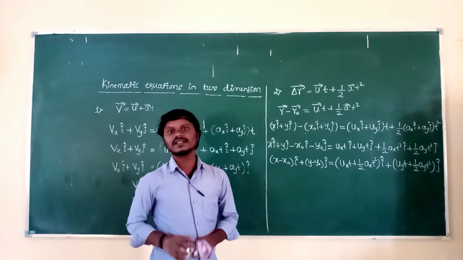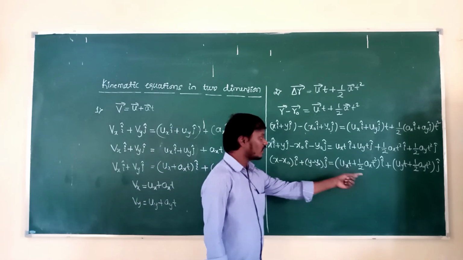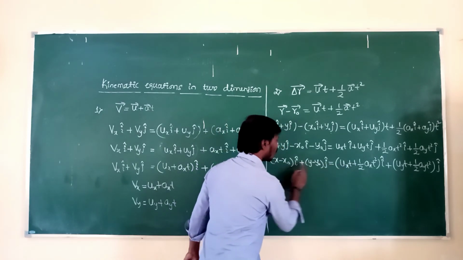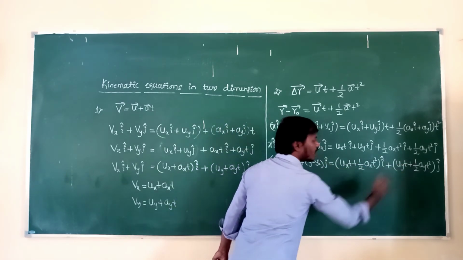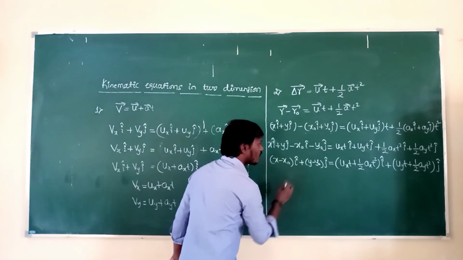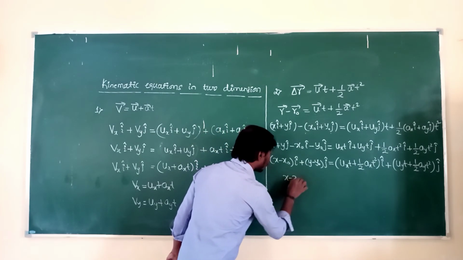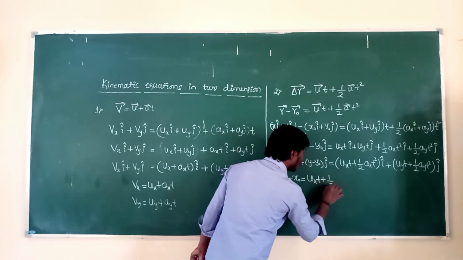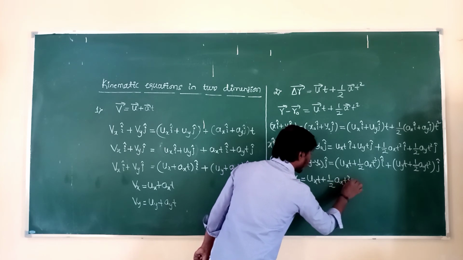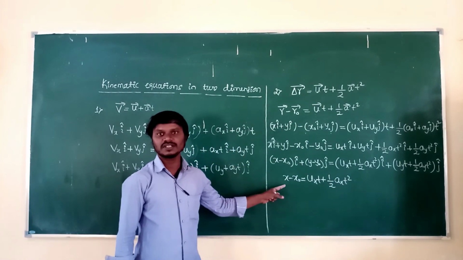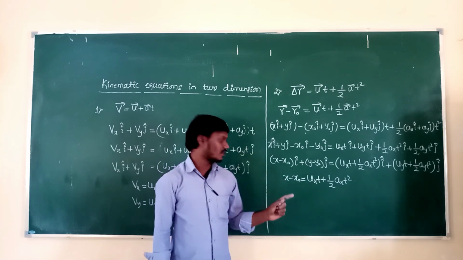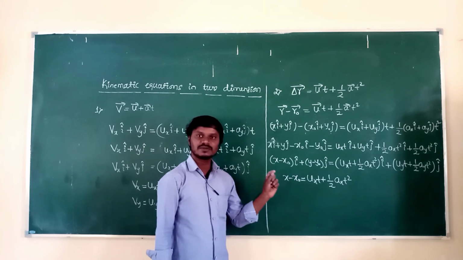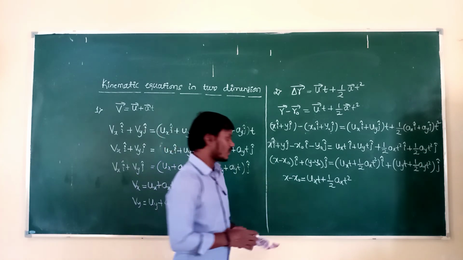See here, on the comparison from left hand side and right hand side, what we got? So x minus x naught is equal to... so let us do the i comparison, and similarly do the j comparison. So if we compare i, what happens here? x minus x naught is equal to ux t plus 1 by 2 ax into t square. So this gives the displacement of the object along the x axis. x minus x naught, that is final position minus initial position, that gives the displacement along x axis.